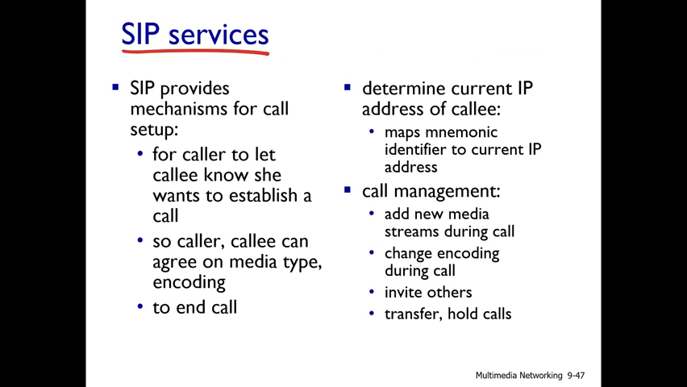So what are the SIP services? We have the mechanism, as I already told you. First we have to set up the call, letting the callee know who wants to establish the call. Then the caller and callee can agree on media types like encoding, and then end the call. Whenever it goes on, they have to determine the current IP address, because it has to map your mnemonic identifiers to the IP address.